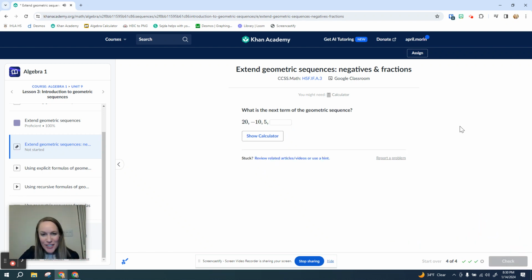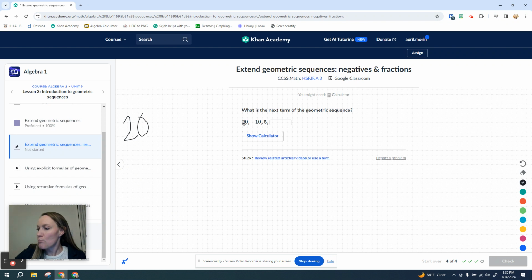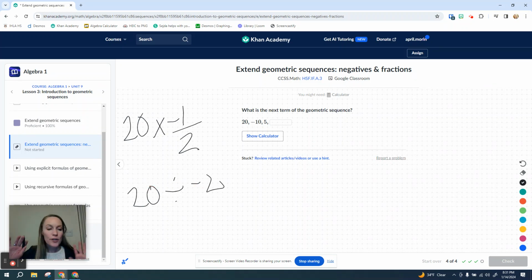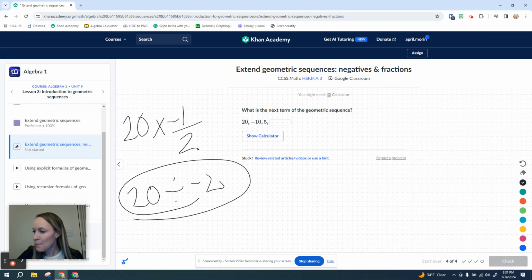Okay, geometric sequence here. No fractions. Yay. So what do we do to go from 20 to negative 10? I'm going to need a negative, right? So if I take 20, I can multiply by negative 1/2, or you could say 20 divided by negative 2. Both of these are equivalent and 100% okay. Doesn't matter how you do it. I'm going to do this one, because I'm guessing most of you out there do not like fractions. That's okay.